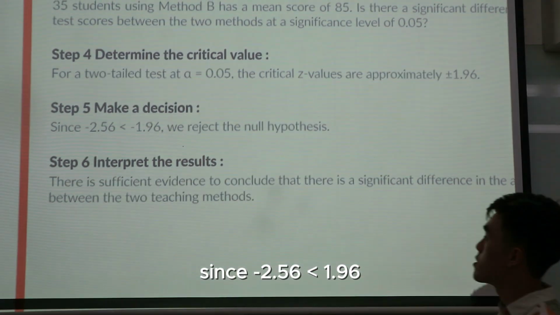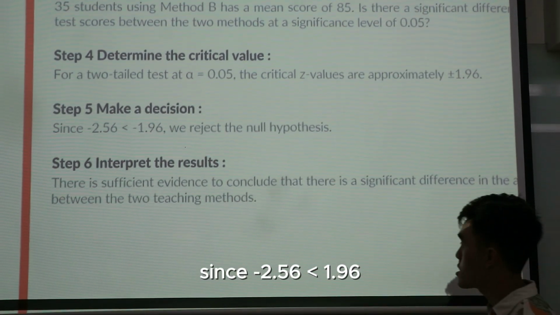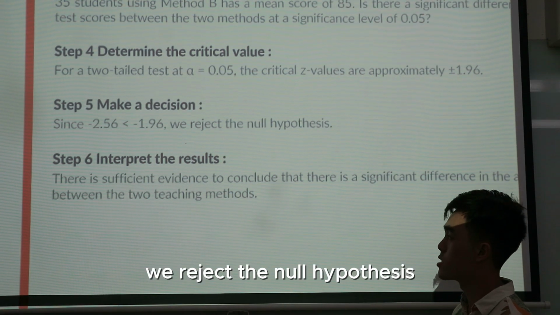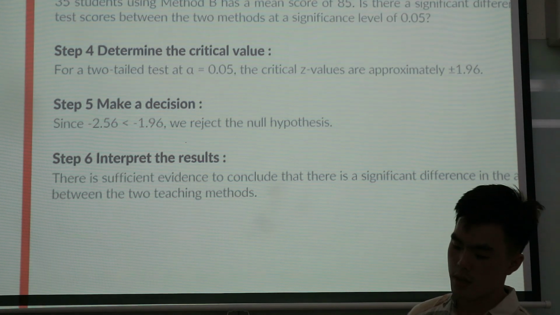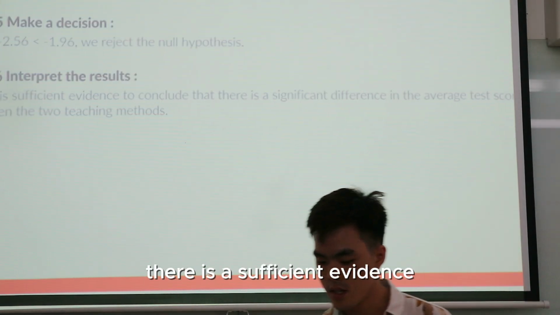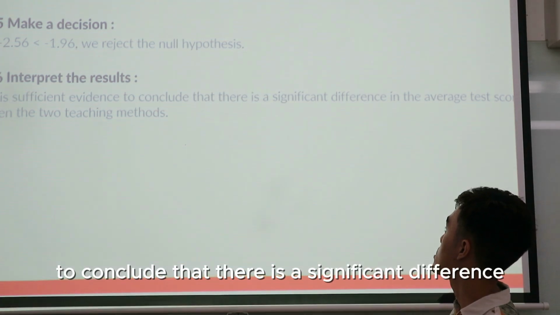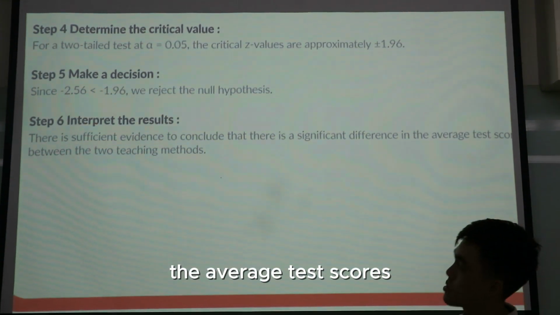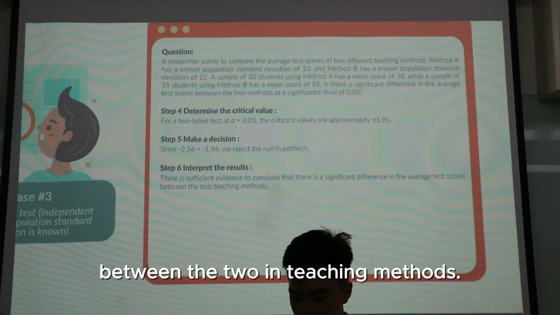Since minus 2.56 is lesser than minus 1.96, reject the null hypothesis. Interpreting the results for step 6, there is sufficient evidence to conclude that there is a significant difference in the average test scores between the two teaching methods.